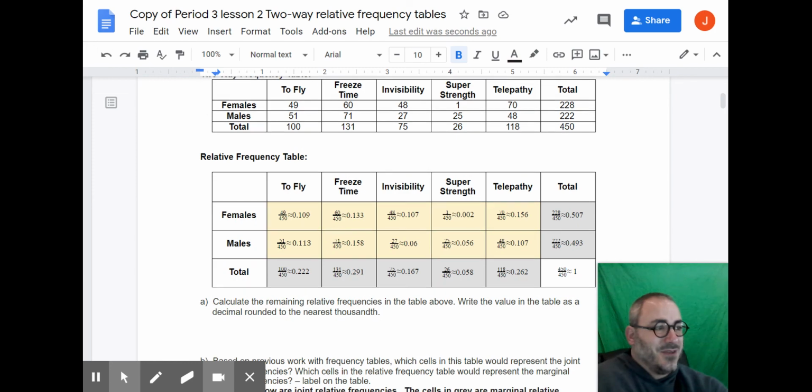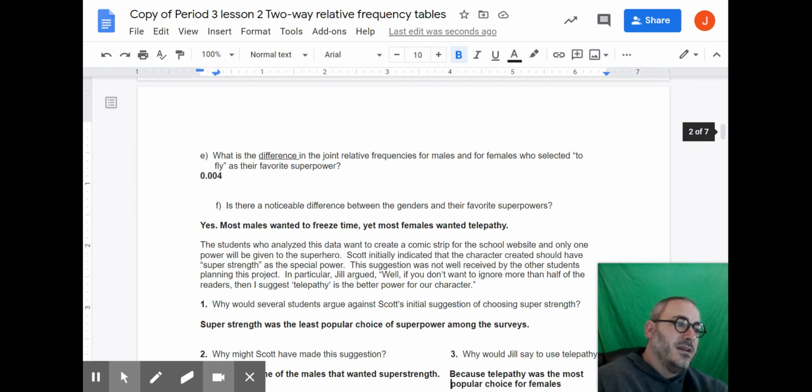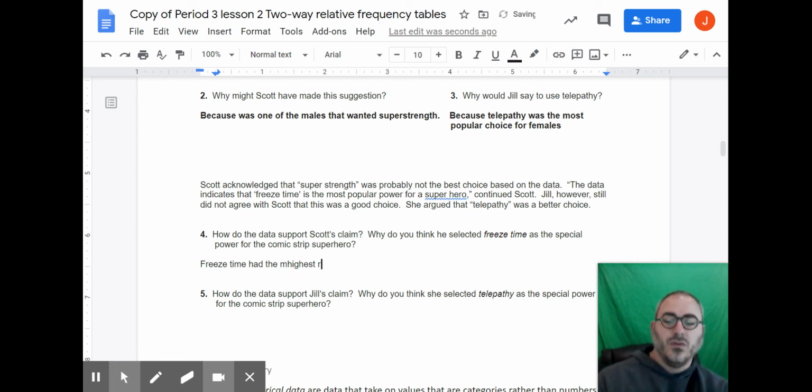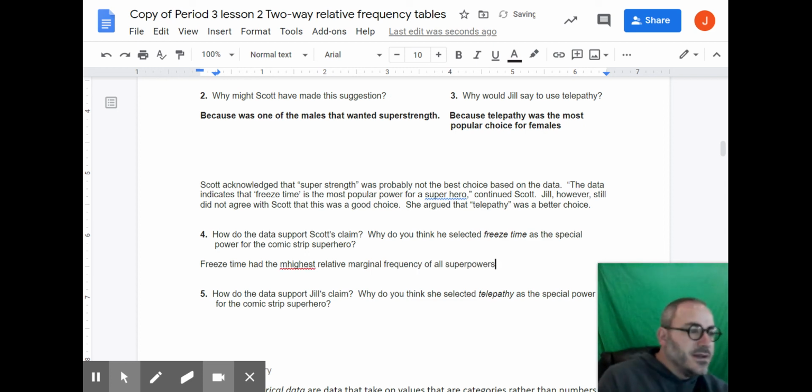How are we going to talk about this? Let's think about it. Freeze time had the highest relative marginal frequency of all superpowers, right? Freeze time had the highest relative marginal frequency for all superpowers.